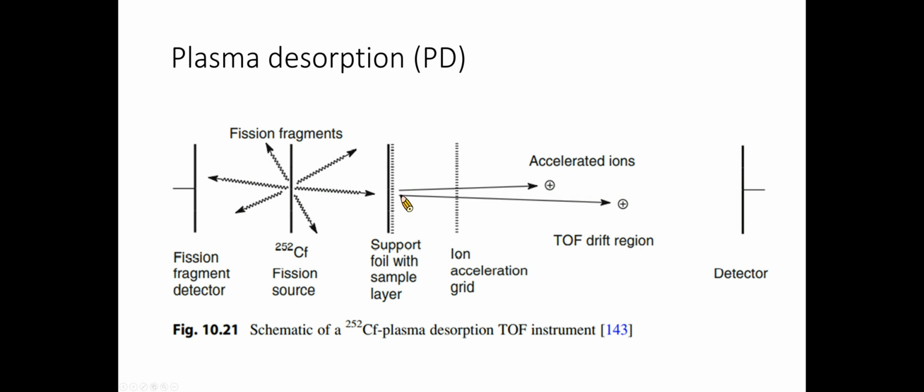The ionization process in Californium PD is different from fast atom bombardment, with some closer relations to dry secondary ion mass spectrometry.